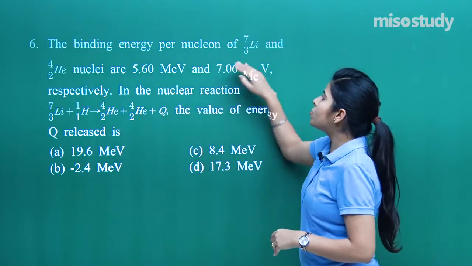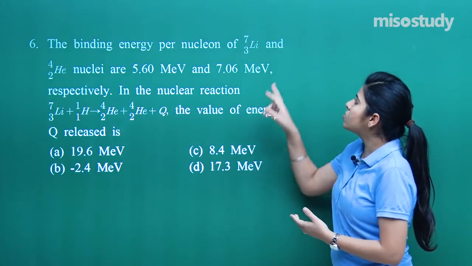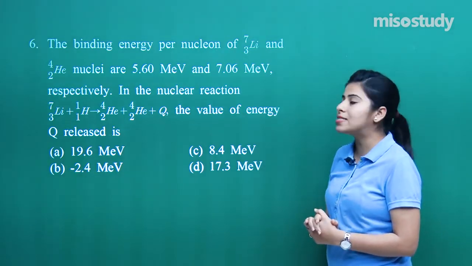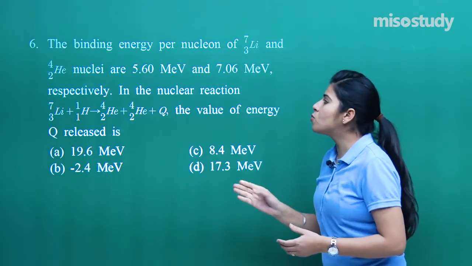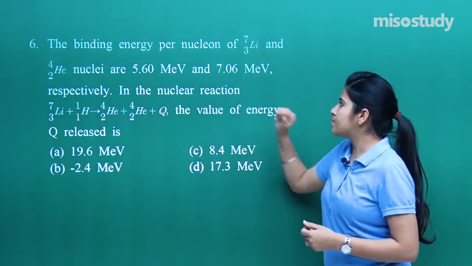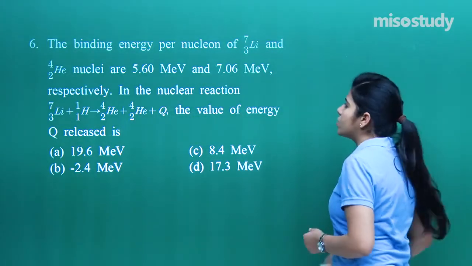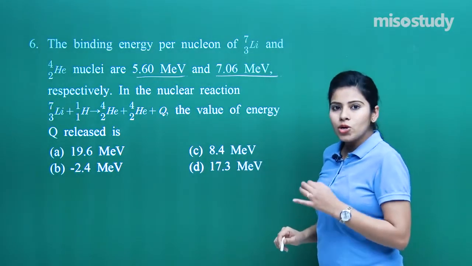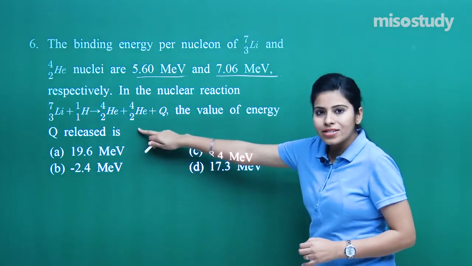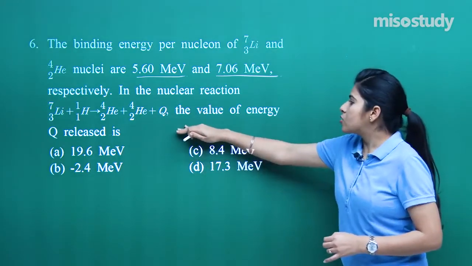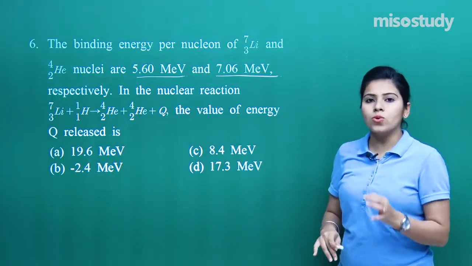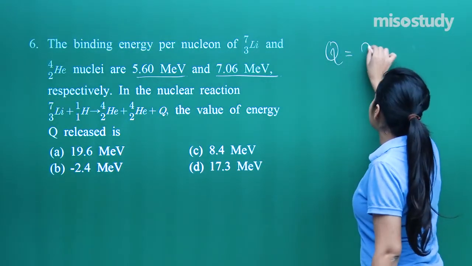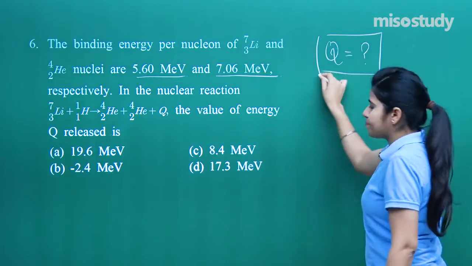The binding energy per nucleon of 7,3 lithium. That means the mass number of lithium is 7, the atomic number is 3, and for the helium nuclei are this and this. Let me just mark over here. In the nuclear reaction, the reaction has been given to us. The value of energy Q released is what? So basically we have to find out the energy, the Q.